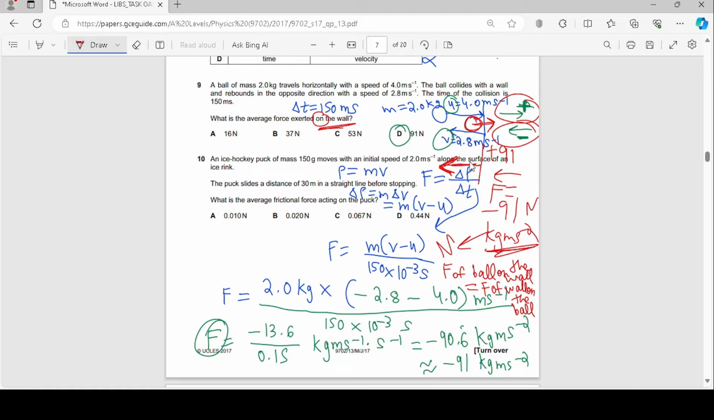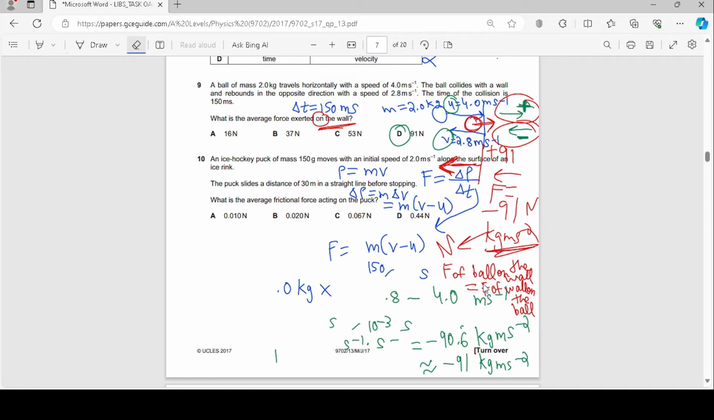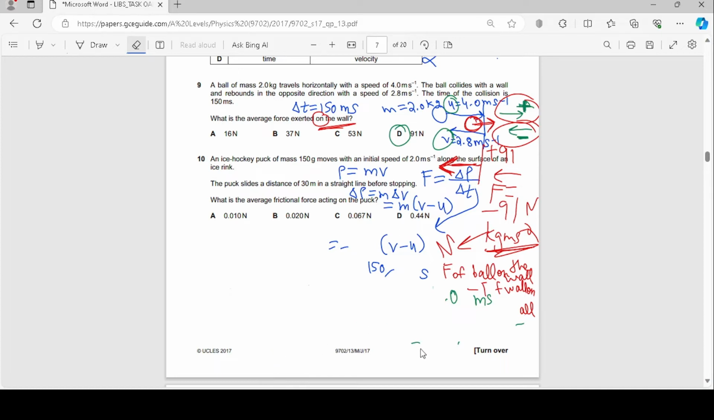So that is basically the point, that the force of the ball on the wall is equal to the force of the wall on the ball, but opposite in direction, right? I don't know why I gave such a convoluted explanation, but I hope you understood my point. Anyways, the answer is 91, so that's nice. So now let's go to the next question, question number 10. Let me erase this stuff.